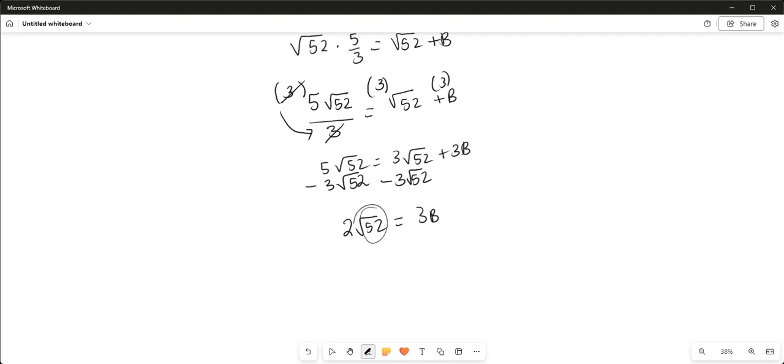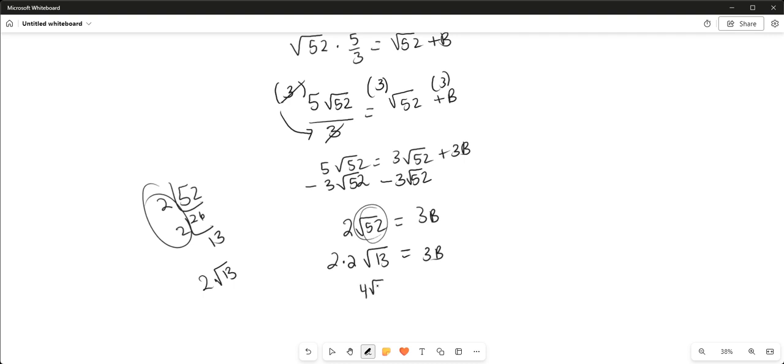Then I'm just going to reduce this radical. So this radical equals 2 square roots of 13. So I'll move that 2 to the outside, 2 times 2 square roots of 13. So 4 square roots of 13 divided by 3, and b equals 4 square roots of 13 over 3.